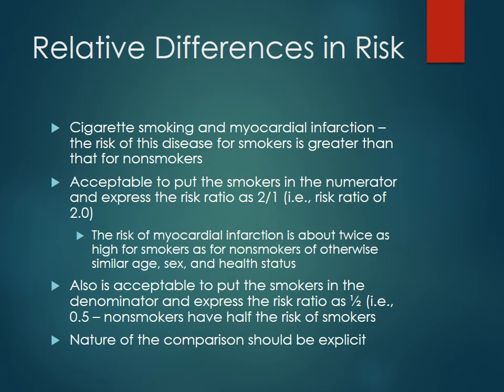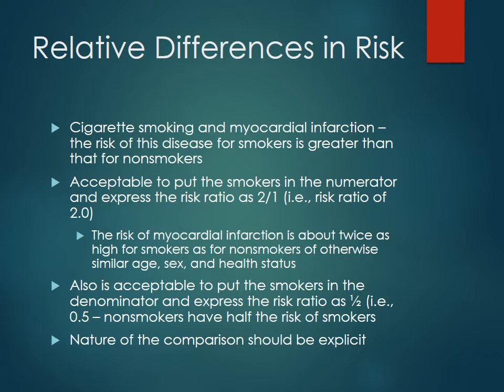Okay. So let's see, if we're looking at, say, cigarette smoking and myocardial infarction, the risk of this disease for smokers is going to be greater than that for non-smokers. I think we can probably make that assumption. And then it's acceptable to put smokers in the numerator and express the risk ratio as 2 to 1. So again, the risk ratio of 2 basically. The risk of myocardial infarction would be about twice as high for smokers as for non-smokers, otherwise, if they had the same sex, age, and health status. If you can kind of control for all those other things you see here, the MI is going to be about twice as high for smokers versus non-smokers.